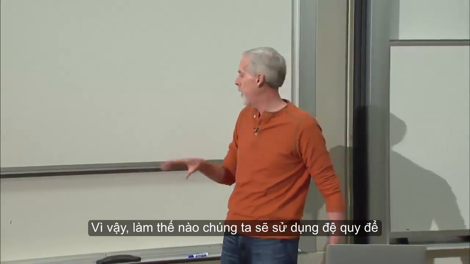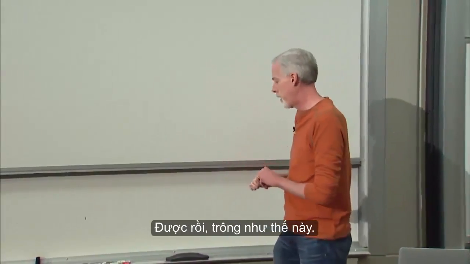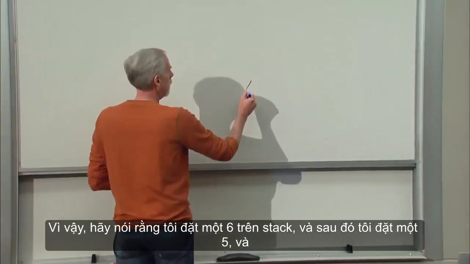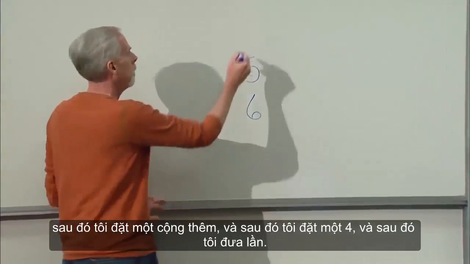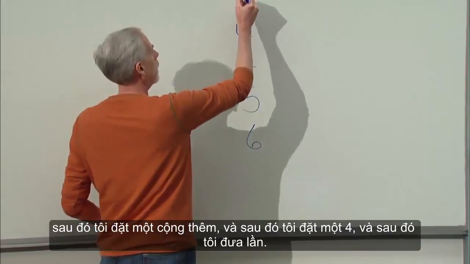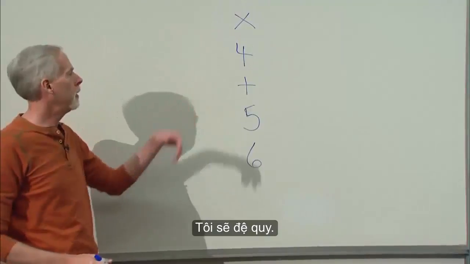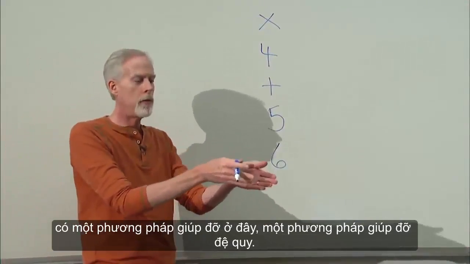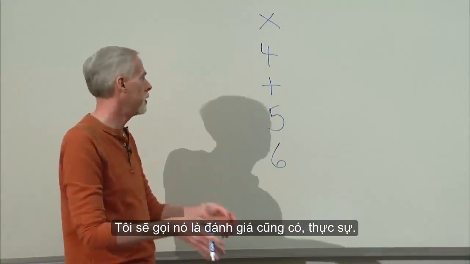So how are we going to use recursion to evaluate this stack? All right, looks like this. I'm going to do a sample stack right here. So let's say I put a 6 on the stack, and then I put a 5, then I put a plus, then I put a 4, then I put times. Okay, so here's our stack, and I'm going to evaluate this, and I'm going to use recursion. How am I going to do that? Well, really, what I'm going to do is I'm going to have a helper method here, a recursive helper method. I'm going to call it evaluate also, actually.